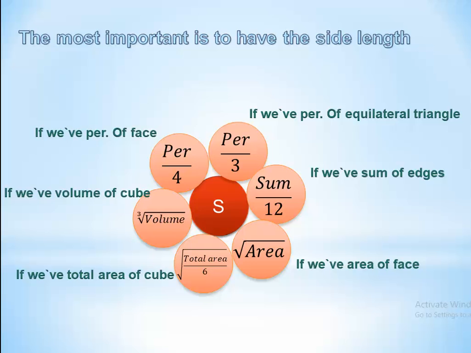Okay, so again, if I have the perimeter of one face of the cube, it will be the perimeter over 4 to get the side. If the perimeter of the base equals the perimeter of an equilateral triangle, it means the perimeter over 3. If we have the sum of edges, we know that we have 12 edges, so the sum over 12. If we have the area of one face, we take the square root of the area. If we have the total area, we take the square root of the total area over 6. If we have the volume of the cube, we take the cubic root of the volume.